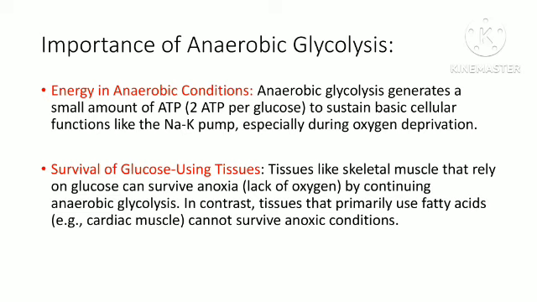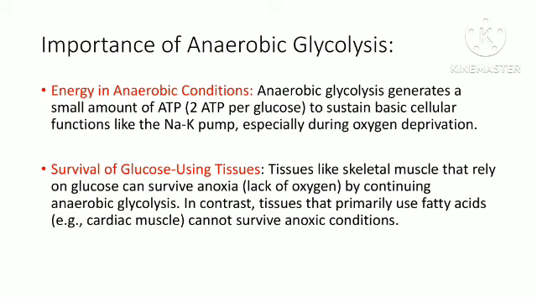Survival of glucose-using tissues. Tissues like skeletal muscle that rely on glucose can survive anoxia, lack of oxygen, by continuing anaerobic glycolysis. In contrast, tissues that primarily use fatty acids, for example cardiac muscle, cannot survive anoxic conditions.